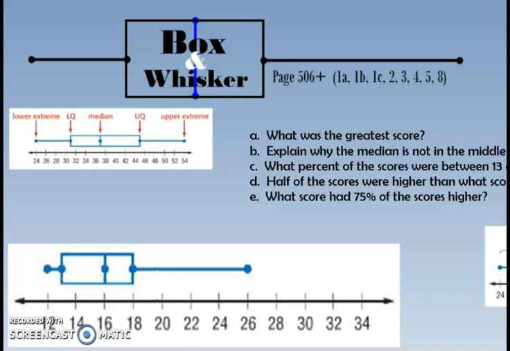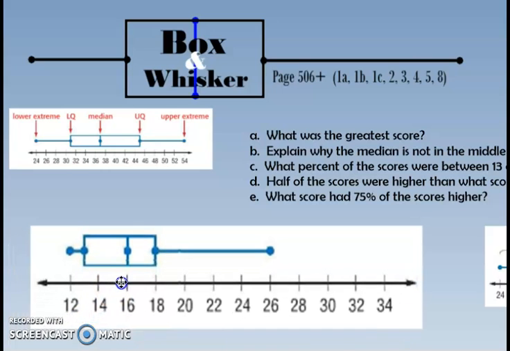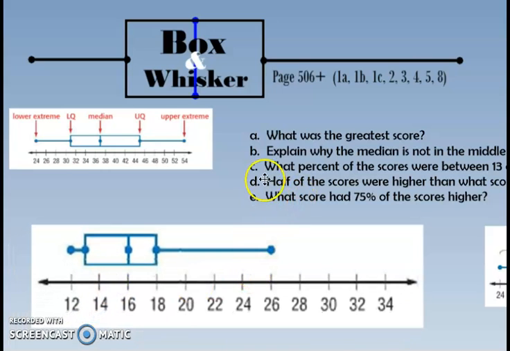And these type of problems, they want you to analyze them. Okay, so this is not a problem in your book. I just want to talk about it for a second. Okay, so what was the greatest score in this one right here? Here's some test scores. What is the greatest score? Well, it would be the upper extreme. So the greatest score would be 26.